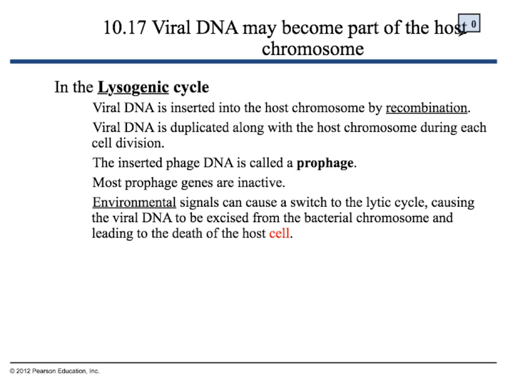In the lysogenic cycle, the viral DNA is inserted into the host chromosome by recombination. So the viral DNA is duplicated when the host cell is duplicated. So basically what it's saying is the viral DNA kind of hijacks the cell. It gets in there and puts its DNA inside of the host cell. So whenever the host cell replicates, it's not only copying its own DNA, but it's also copying the viral DNA.